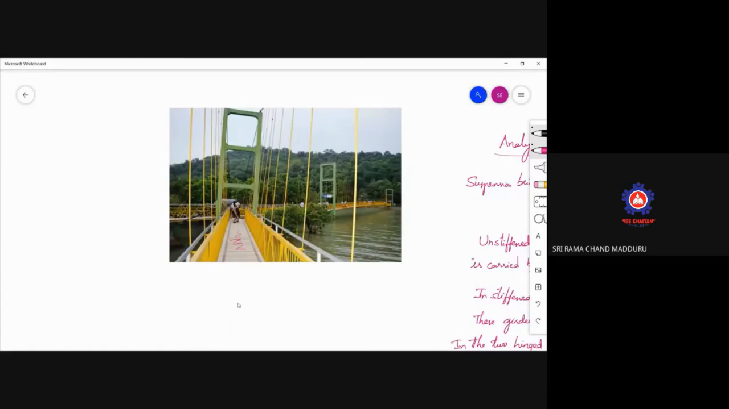It is not stiffened, but for lighter weights, it is okay. Whereas with heavier weights, there is a change in the shape and it causes a lot of oscillations as well as deformations. That's why we need to go for stiffened girder bridges for heavy loads. Stiffened girder bridges are required for heavy loads. So just write down.